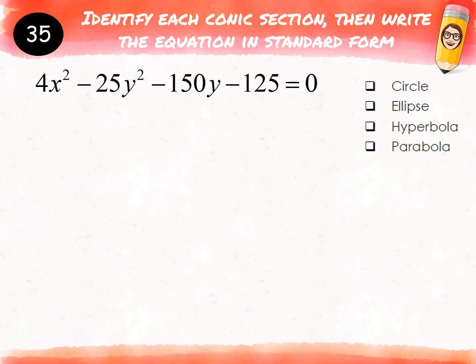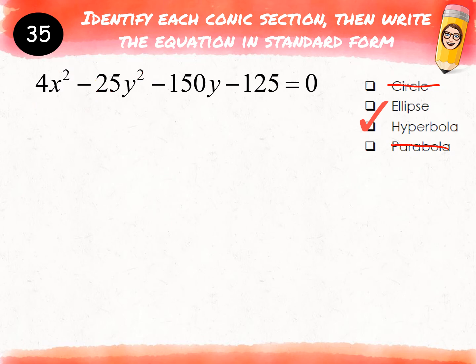Alrighty, let's take a look at example 35. The first thing we want to do is identify the type of conic. And so I notice there's two values squared, which means it's not a parabola. I see that the coefficients are different, therefore it's not a circle. And I see we have a subtraction sign, which means it has to be a hyperbola.